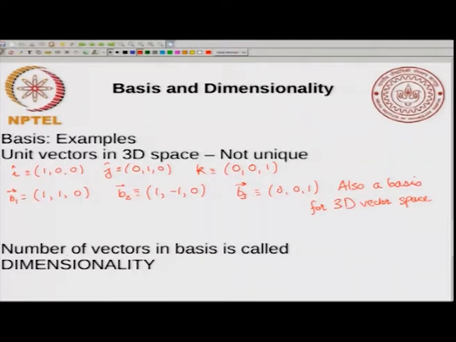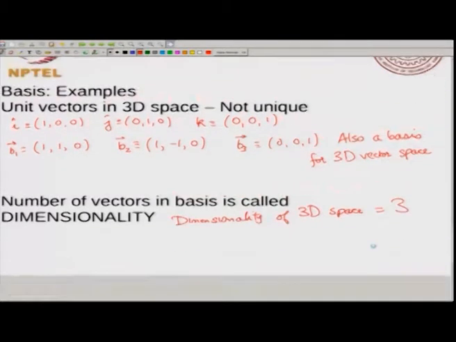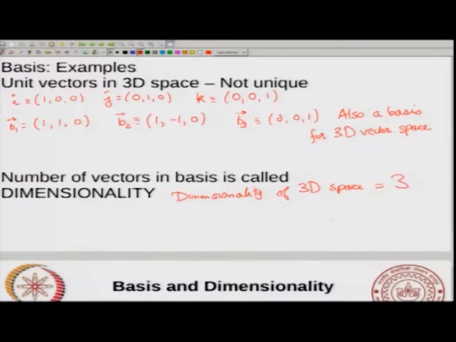So, the dimensionality of 3D space by definition is equal to 3. Okay. So, this is a formal definition of dimensionality, okay, and that is why we call it 3D space.